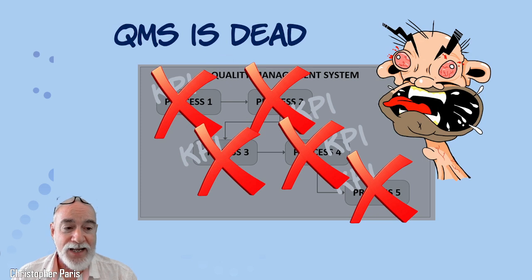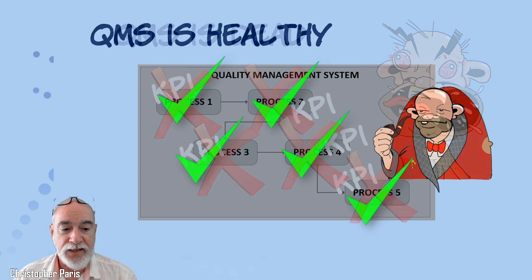Then you've got a disaster scenario where your QMS is just full on dead. And that's where none of the processes are meeting any of their objectives, their KPIs, whatever you want to call them. Your QMS is absolutely dead. It doesn't work. What's the best case scenario?